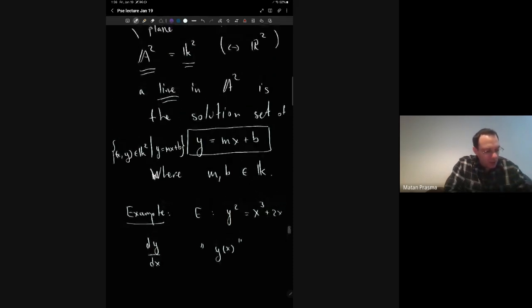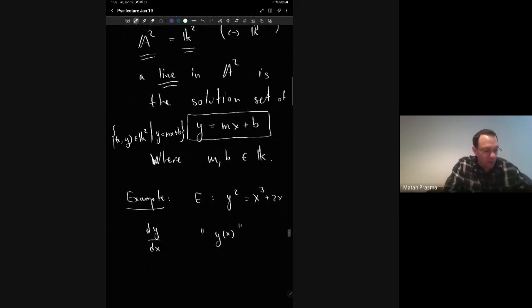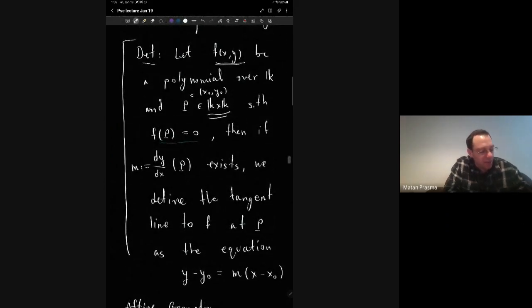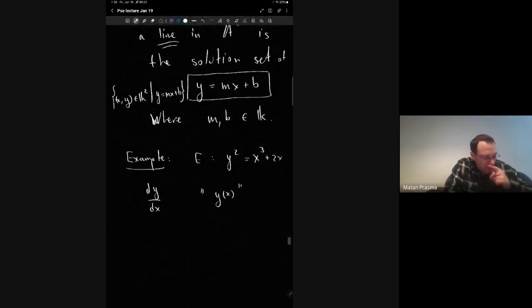And the next thing I want to talk about after the solution set is the derivation, because in the definition of a tangent line, at least over the real numbers, I use this notion of derivative. And what I do in the general case, I simply derive polynomials in a formal sense. So to do dy to dx in this example, you think of y as a function of x, and you derive both sides with respect to the variable x.